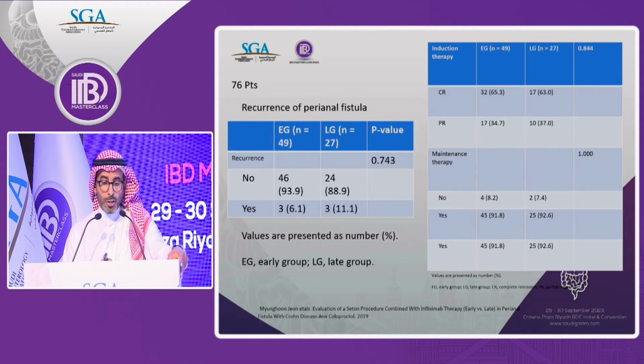And their definition of early, less than a month or more than a month. So early, less than a month, 49 patients, and late, more than a month, 27 patients. The p-value is not significant, but there is a trend also. If you start early, the number of no recurrence is more than if you start late.